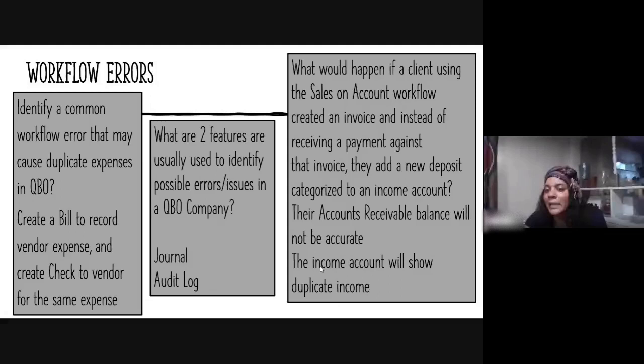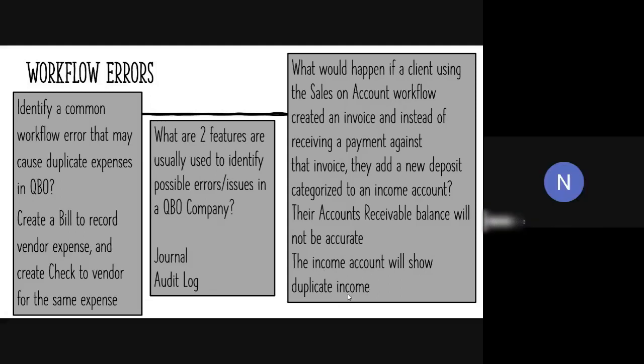So the income account would show duplicate income because you showed the income the minute you created that invoice. Because with accrual accounting, when you acknowledge that you are billing your customer, you immediately acknowledge the revenue, even though they haven't paid you. So when you created that invoice, you created the revenue.